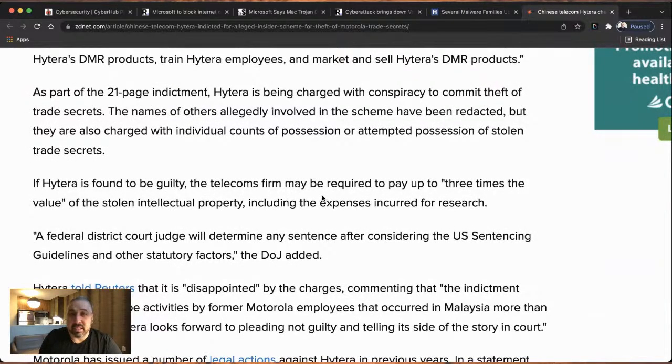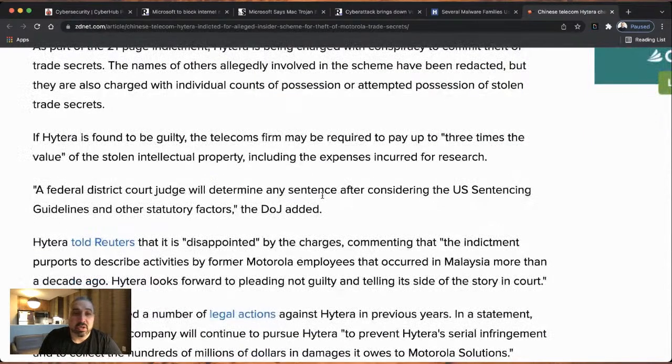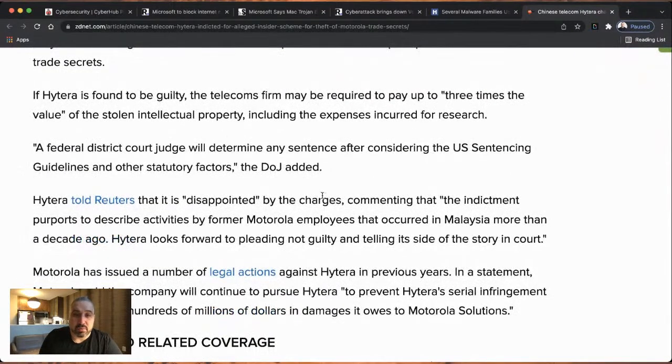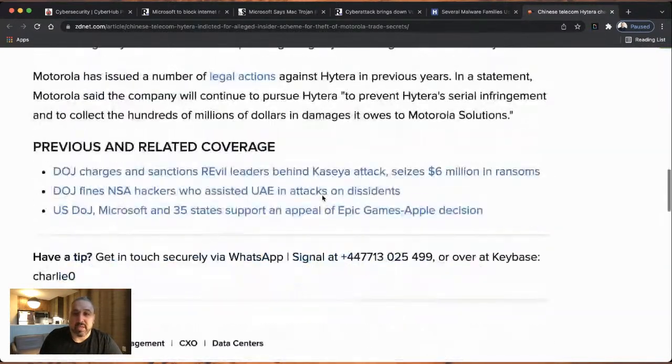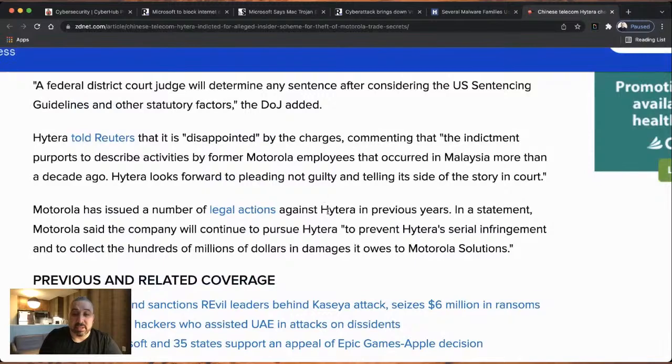If Hytera is found guilty, the telecom firm may be required to pay up to 3 times the value of the stolen IP, including the expenses incurred for the research. Hytera told Reuters that it's disappointed by the charges, commenting that the indictment purports to describe activities of former Motorola employees that occurred in Malaysia more than a decade ago. The threat of the supply chain continues.